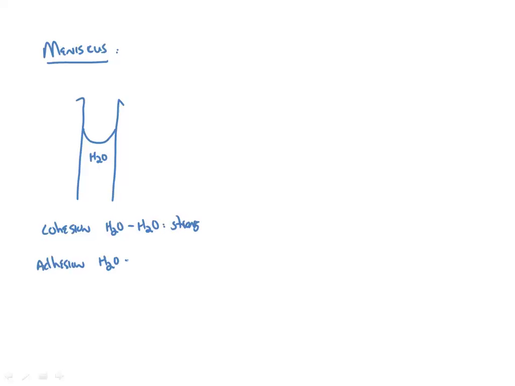For instance, if I take a look at a narrow tube, we know that water forms a curved meniscus like this. And this is basically the result of two different forces. We've got the cohesion. That means the water is attracted to the water, and that's strong. And then we have what's called adhesion. That would be the attractive force between the water and, for instance, the glass. And that's very weak.